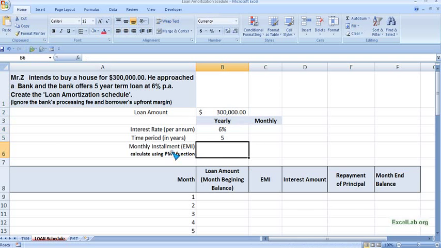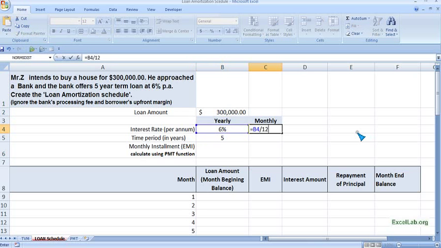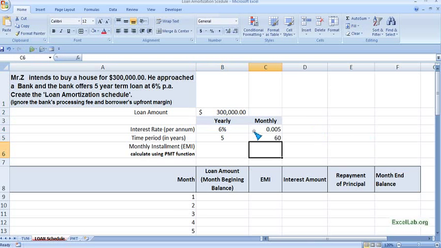To calculate the equated monthly installment, we first convert the interest rate and the time period into a common denomination. So we begin with equal to, and the rate is divided by 12 months and the time period is multiplied by 12 months. So we got the monthly data.